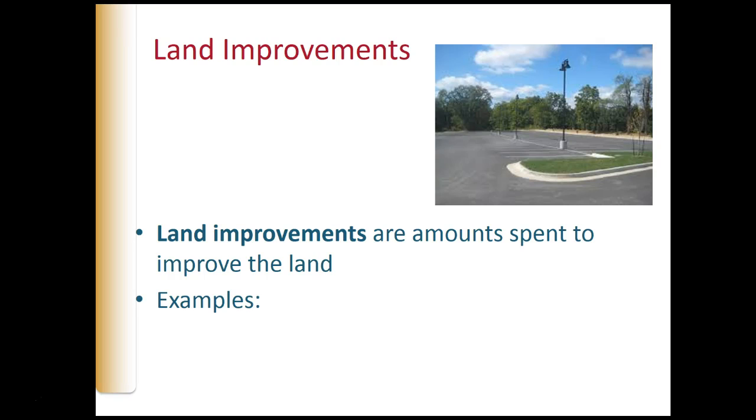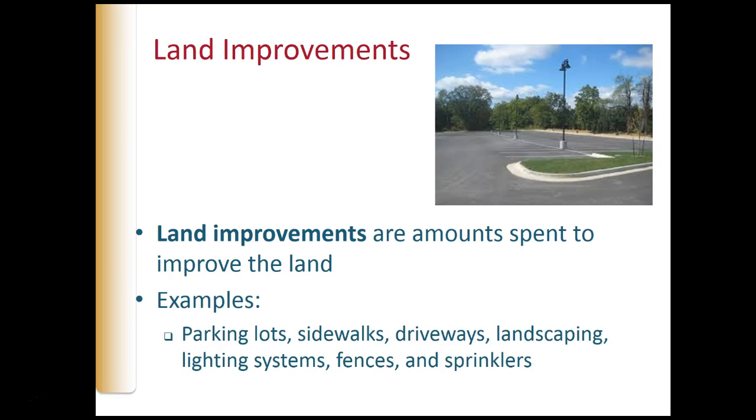Beyond the cost of the land, companies likely will spend additional amounts to improve the land by adding a parking lot, sidewalks, driveways, landscaping, lighting systems, fences, sprinklers, and similar additions. These are land improvements. Because land improvements have limited useful lives, parking lots do eventually wear out, and land has an unlimited useful life, we record land improvements separately from the land itself.